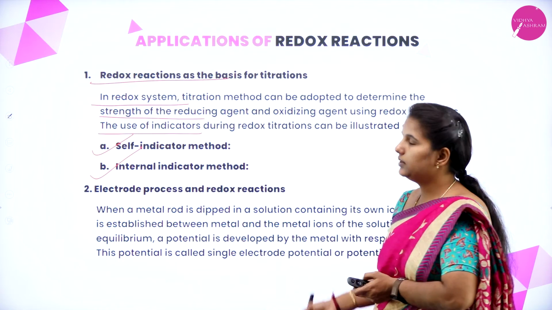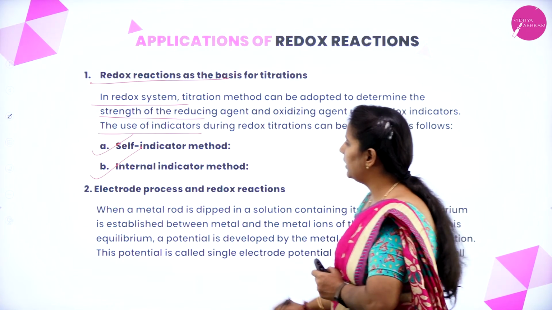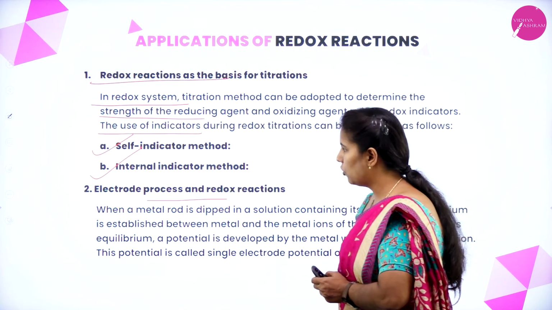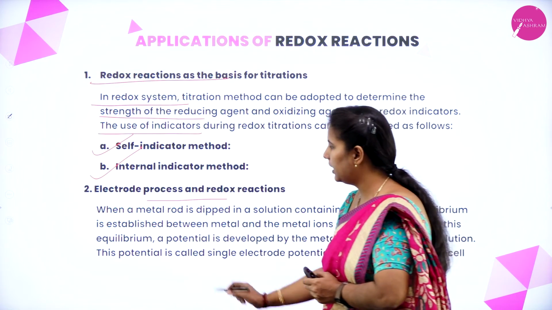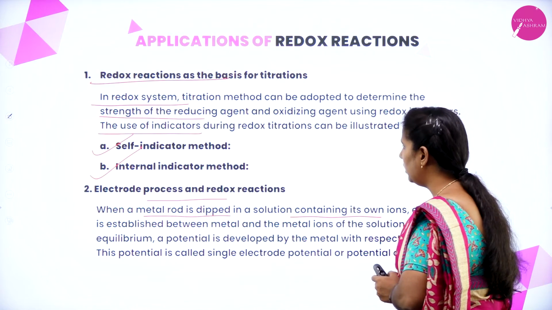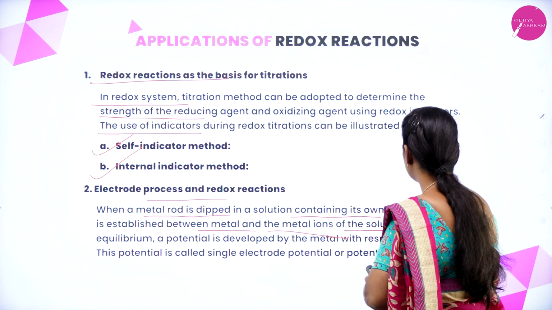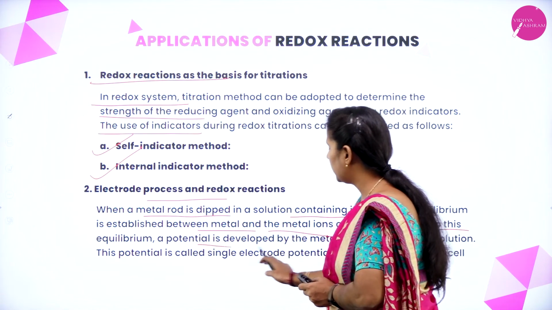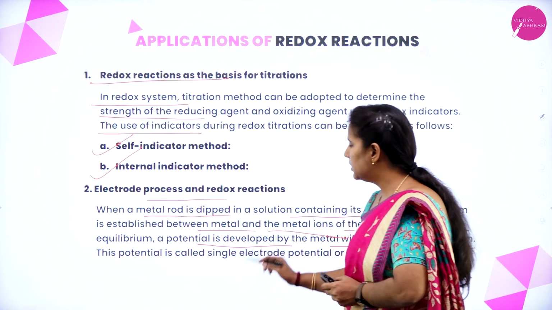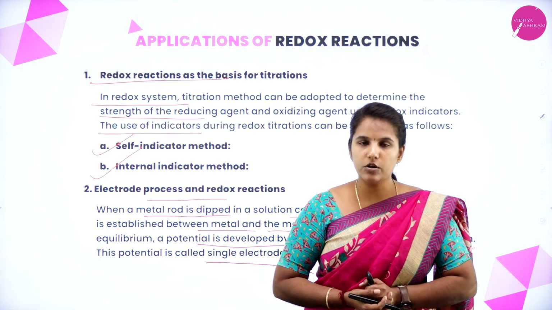Not only is the redox reaction helpful in the titration, it also helps in electrode processes. What are electrode processes? Already we have learned that when a metal rod is dipped in a solution containing its own ion, equilibrium will be established between the metal and the metal ion of the solution. Due to the equilibrium, the potential will be developed by the metal with respect to the solution. This potential is also known as single electrode potential or the half cell electrode potential.